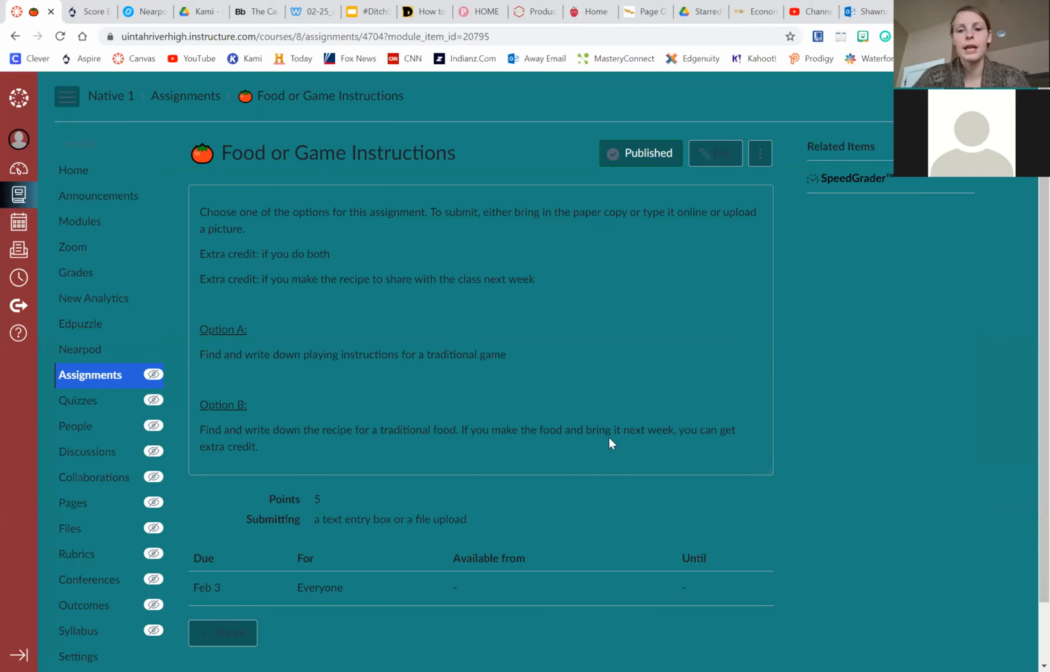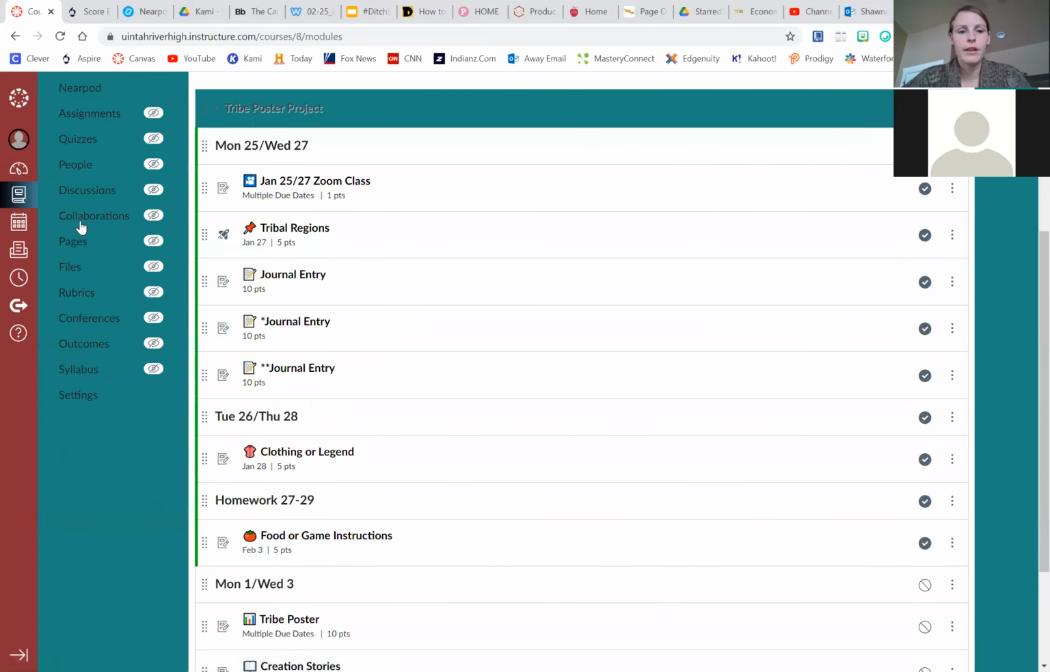If you make the food and bring it next week, you can get extra credit. Even though you guys are online, if you still bring it in, you still can get that extra credit. So there's 2 options here for extra credit. You get extra credit if you do both, and you get extra credit if you make the food and bring it into the school. So yeah, that's your homework right there. So all of this stuff is due next Sunday, yeah, for you guys. But honestly, if it's any of the first few days next week, it'll be fine.